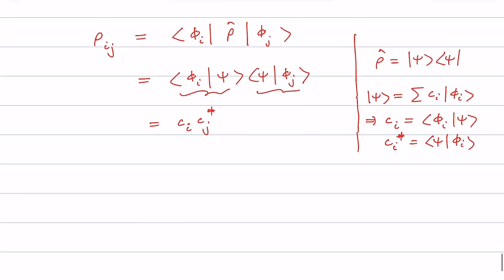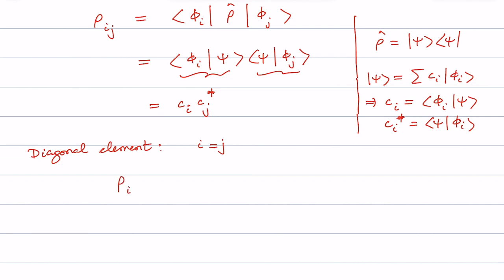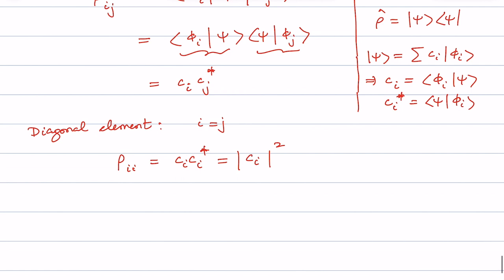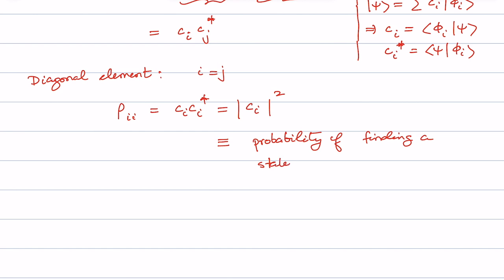Okay, now coming to the diagonal elements first. For the diagonal element, i is going to be equal to j, right? So that means ρii would be equal to ci ci star, that is nothing but |ci|². And you can recognize that this is nothing but a probability. This basically gives the probability of finding the state in the eigenstate φi.